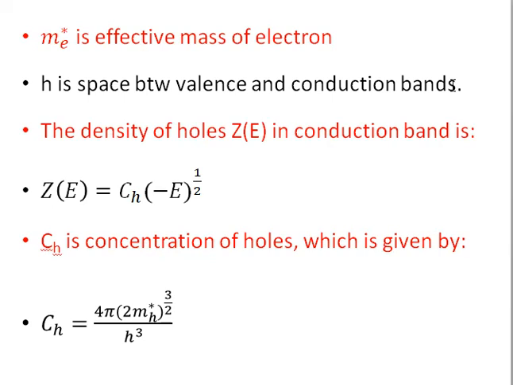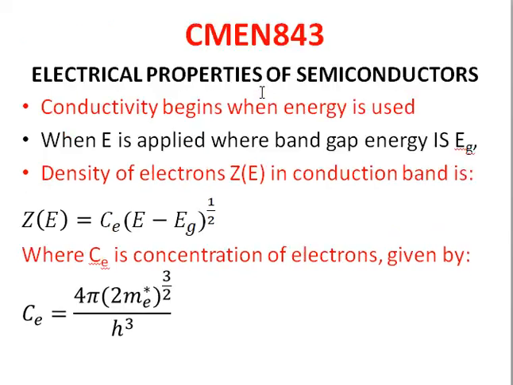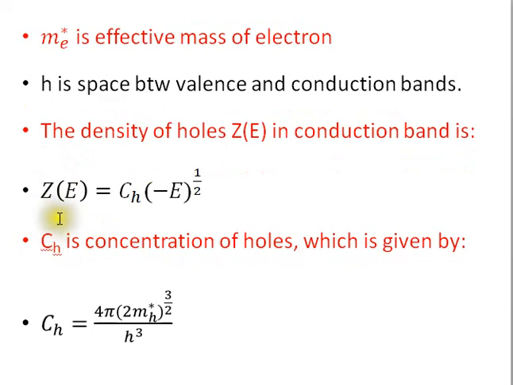And the density for holes, the one we have just seen here is that for electrons, while that of holes is given by a similar formula, but here we have Z(E) equal to C_H instead of C_E, and in the bracket we just have minus E. The Eg is not involved, raised to power half. And the same thing, this C_H is given by a similar formula, that is 4 pi into (2 m*_H) raised to power 3 over 2, all over h cubed, where h is Planck's constant.